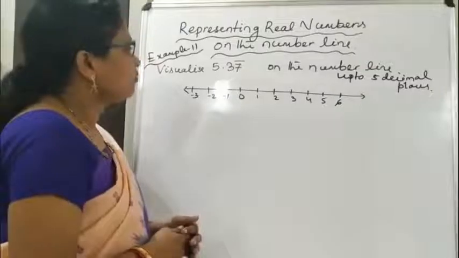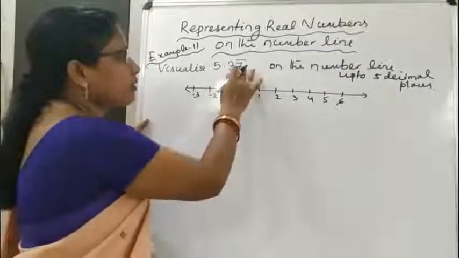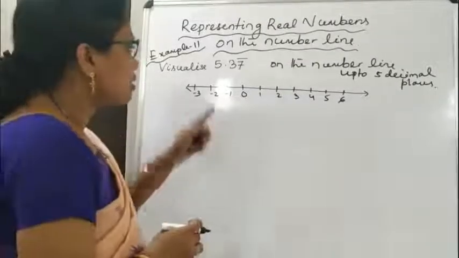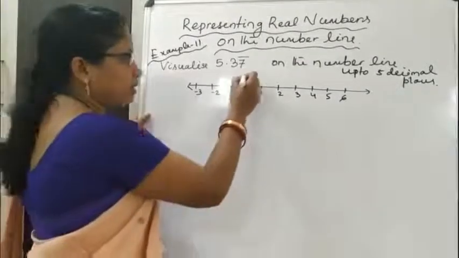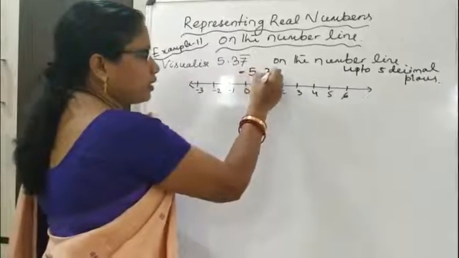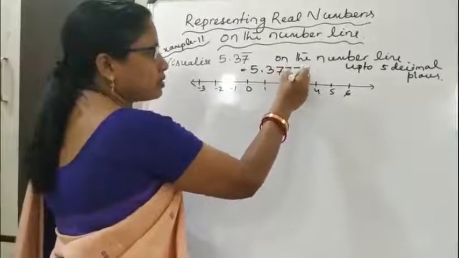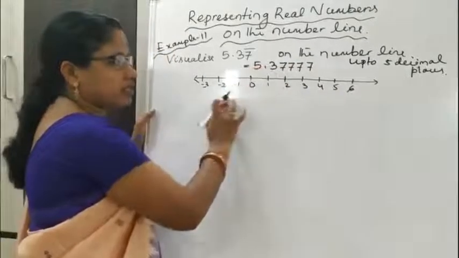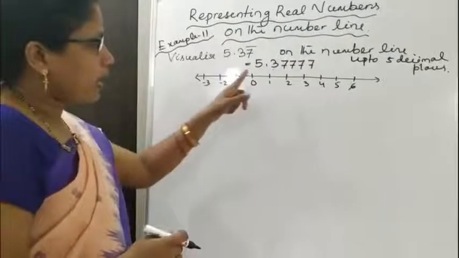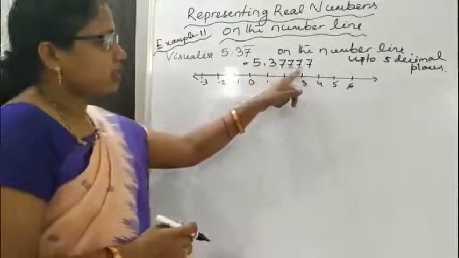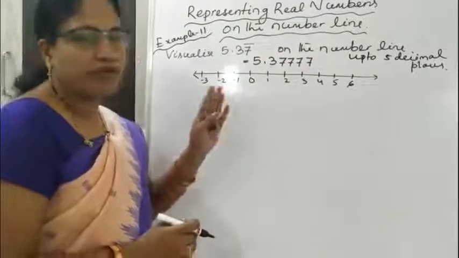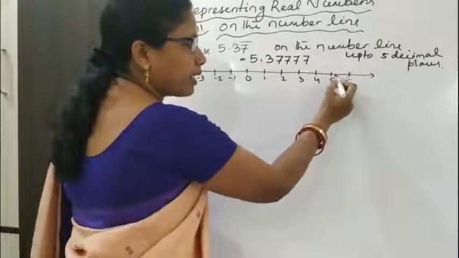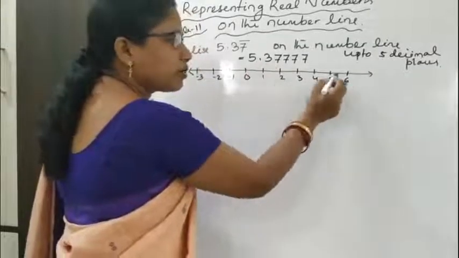Example 11, visualize 5.37 bar on the number line up to 5 decimal places. So 5.37 bar is equal to 5.37777 up to 5 decimal places. We have to represent this on the number line. So 5.37777 will lie between 5 and 6. So this is our number line. In between 5 and 6, this decimal number lies.